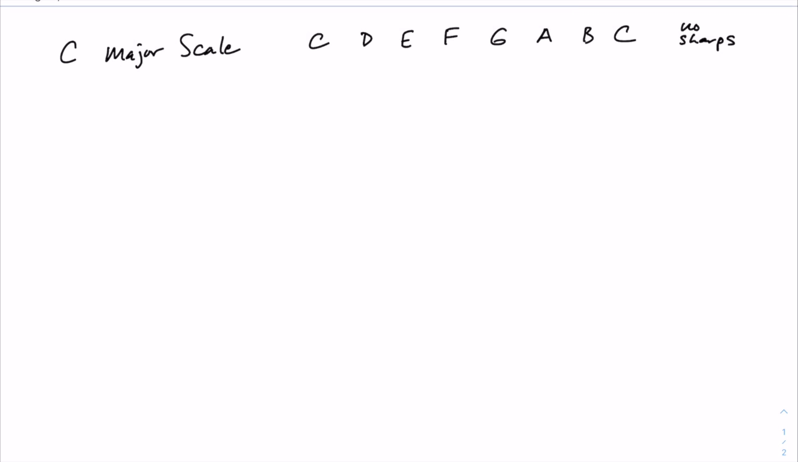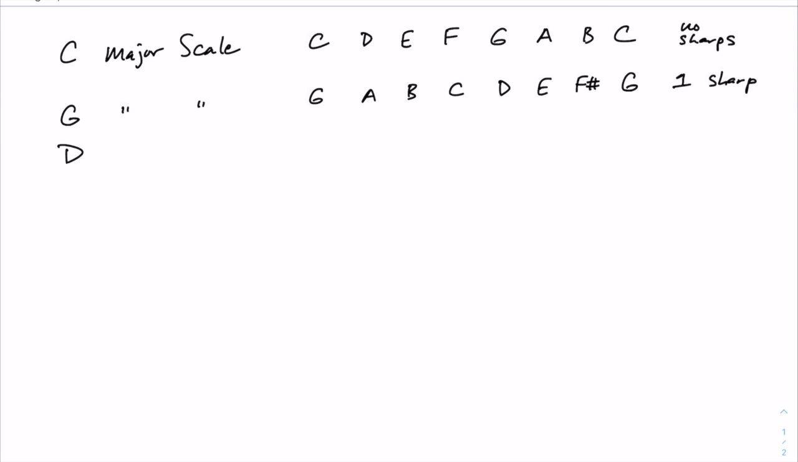We saw that it is a series of whole and half steps. Whole, whole, half, whole, whole, whole, half. And the next thing we saw is that when we used that same series of whole and half steps, but when we started on G, we ended up with G, A, B, C, D, E, F sharp, G. And we discovered that the G major scale has one sharp, which is F sharp.